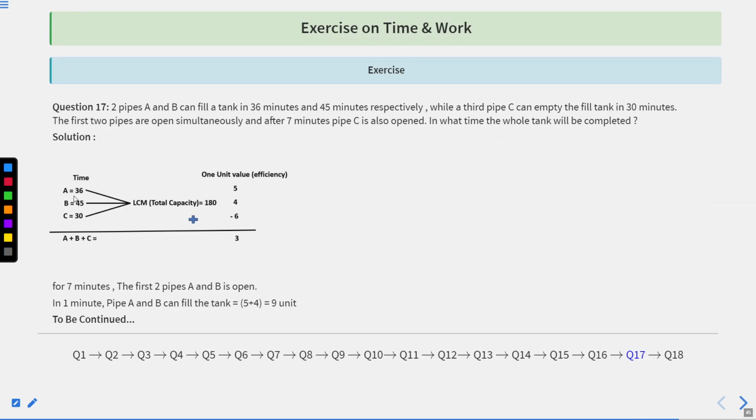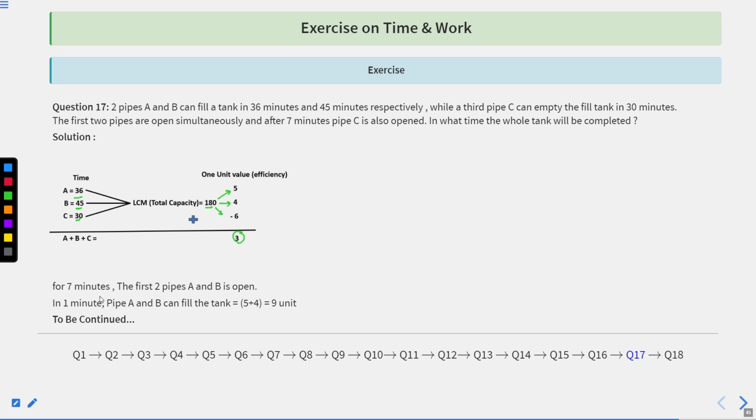So A is 36 minutes, B is 45 minutes, and C is 30 minutes. So the total capacity of the tank is 180. The efficiency of pipe A will be 180 upon 36, that is 5. Efficiency of B will be 180 upon 45, that is 4. And efficiency of C will be 180 upon 30, that is minus 6. Since C is trying to empty the tank, so we put a minus sign here. So the combined efficiency of A, B, C is 3 units.